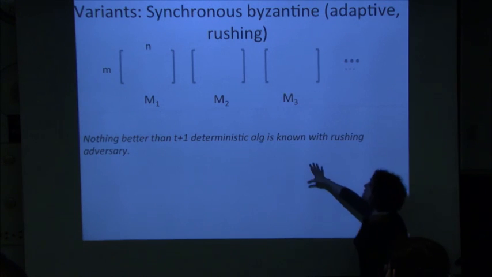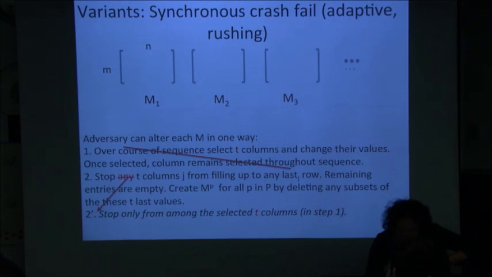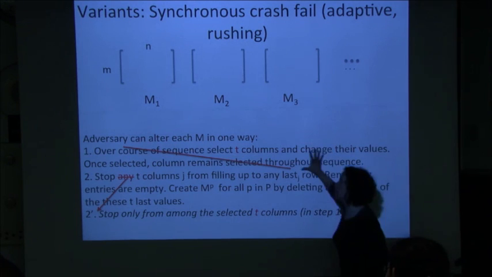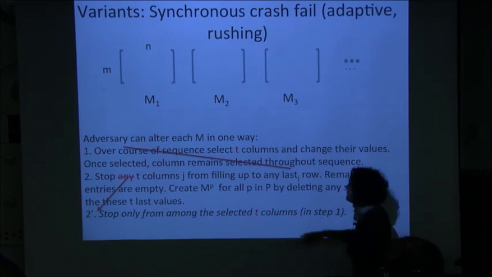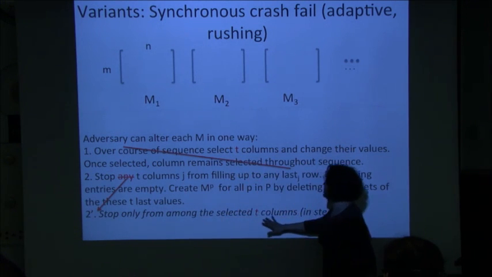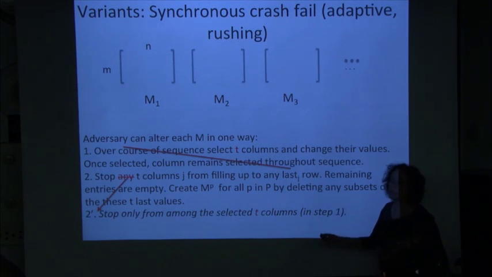Okay, so as I was saying, the synchronous case is interesting. It's still open, very open, if you ask me. Now, another possibility is the crash-fail model. In the crash-fail model, you get rid of this part. The adversary can't write anything it wants. All it can do is prevent. It can stop only from among the selected T columns. It can stop them, and some of those values will be seen, and some of them won't be.